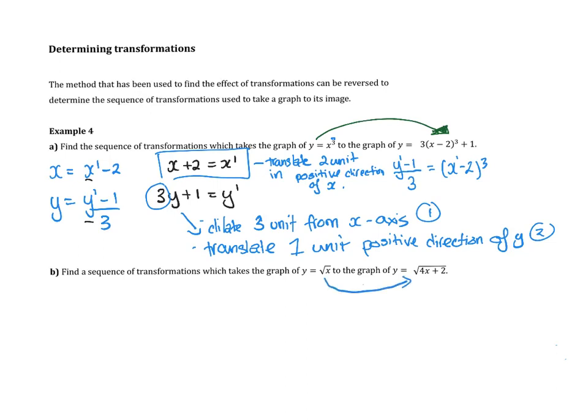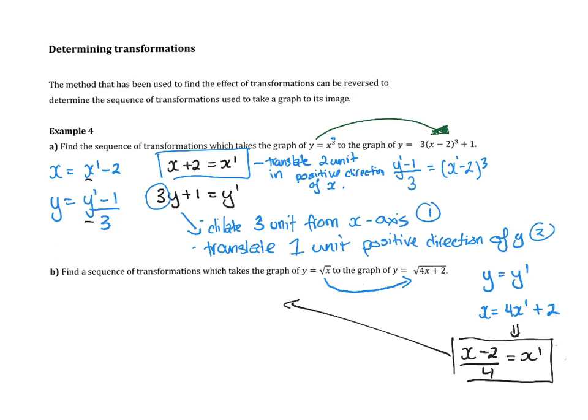What did we do to get to this and this? Well, can you see y must have been just y dash. That hasn't changed. But x would have equaled, wouldn't it, 4 dash x plus 2? Yeah? That's how the x changed. All right, so let's rearrange this x. So I would have had x minus 2, and then I would have had divided by 4, and that's what I would have got.